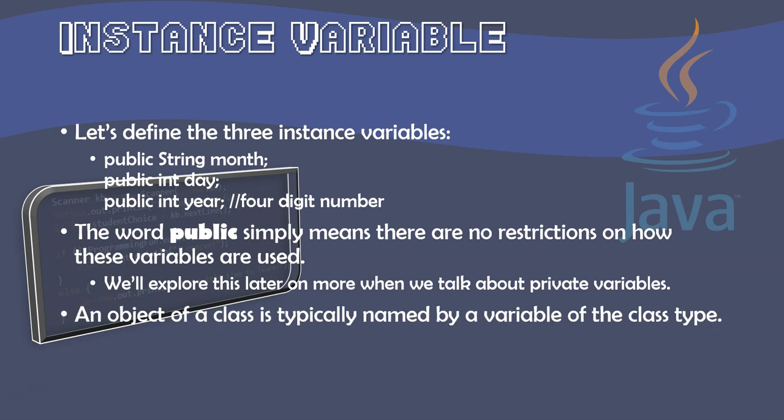Now, an object of a class is typically named by a variable of a class type. And we'll look at what that actually means when we look at our main program and what that's going to cause.